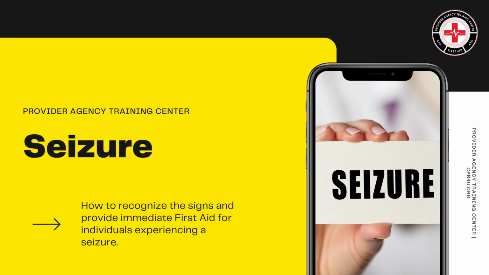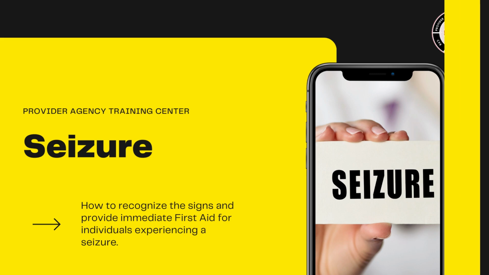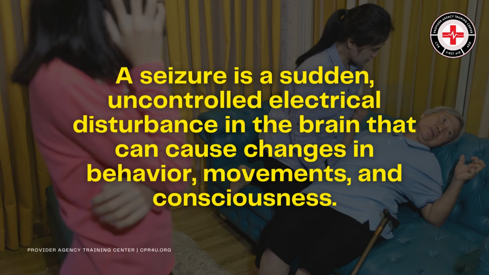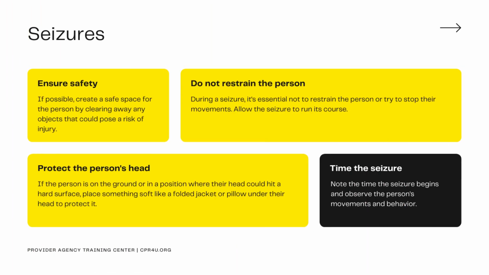Welcome to this section on seizures. In this training, we will discuss how to recognize the signs and provide immediate first aid for individuals experiencing a seizure. A seizure is a sudden, uncontrolled electrical disturbance in the brain that can cause changes in behavior, movements, and consciousness. It's important to stay calm and ensure the person's safety during a seizure episode. Here are the steps to follow when dealing with a seizure.